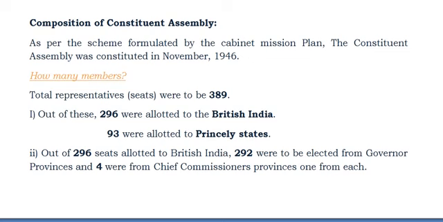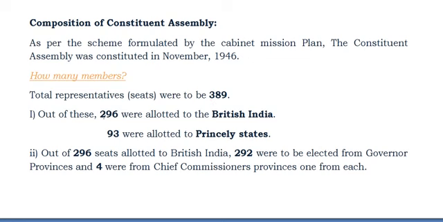So with how many members? They said the total representatives are going to be 389. See friends, India was not partitioned by that time, when this plan was given. So the representatives were to be 389.